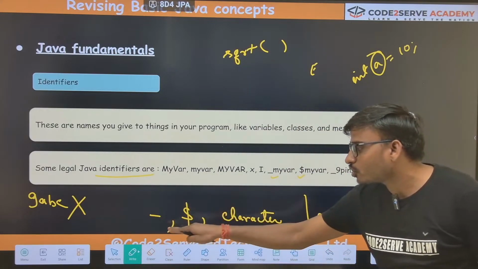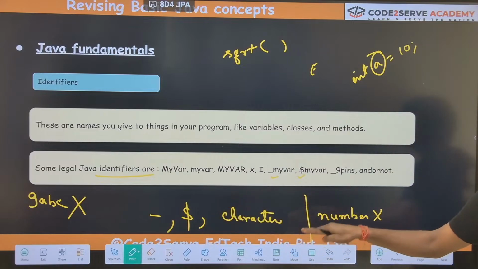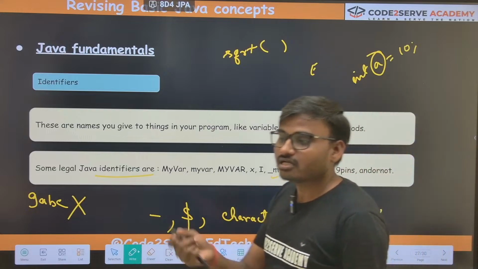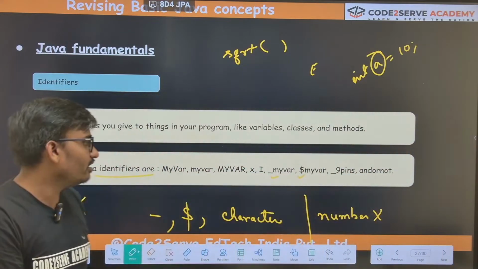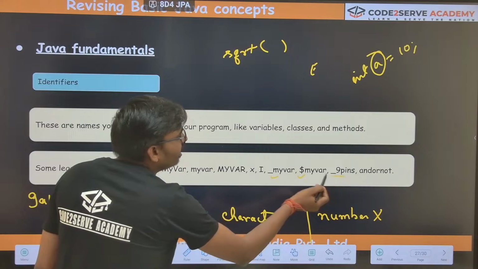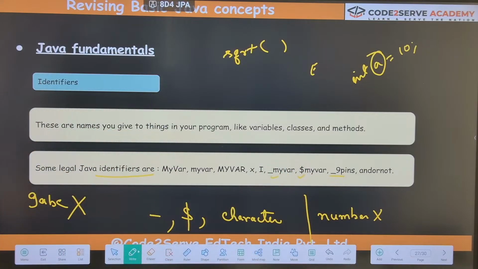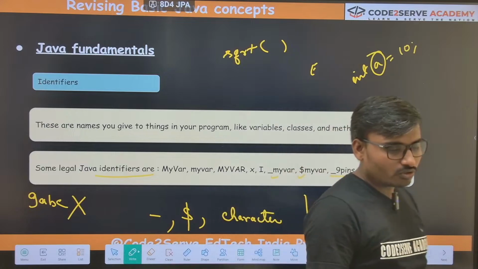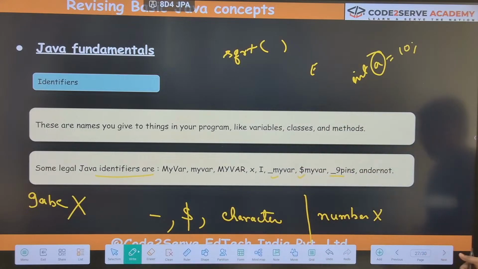With underscore, dollar, or any character, we can start an identifier name, but with a number we cannot start. But a number is allowed after the first character. Like here, after underscore, 9 is given, so you can use a digit there, that is allowed. Okay, now let's move forward.